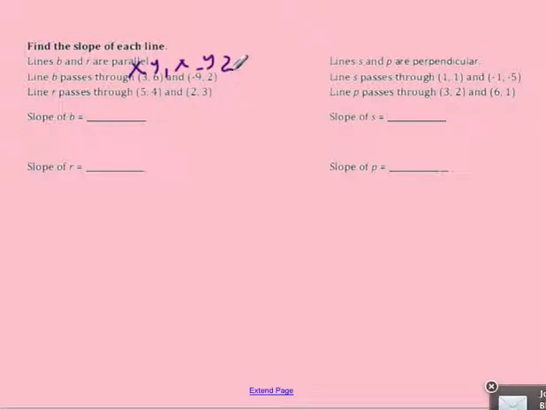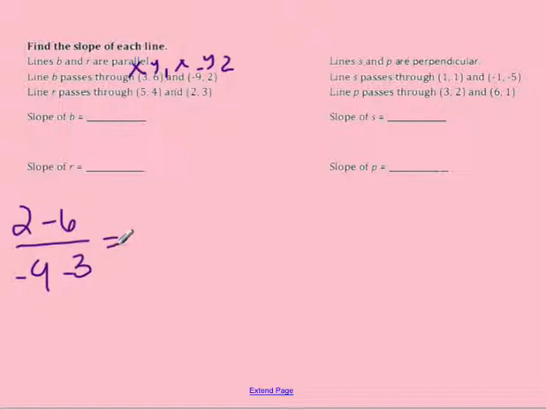Okay, so y2 minus y1 over x2 minus x1. Well, 2 minus 6 is going to give me a negative 4. Negative 9 divided by negative 3 is going to give me a negative 12. Well, first of all, negative divided by negative is going to become positive. Both of those numbers are divisible by 4, so that fraction can be reduced to 1 over 3. So the slope of line B is 1 over 3.